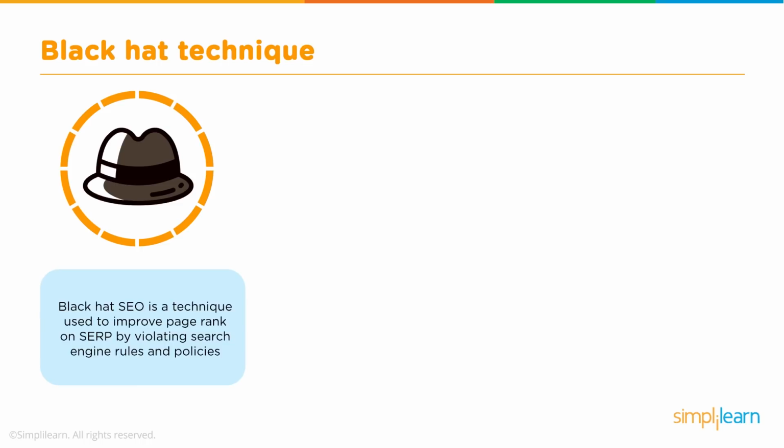So I just mentioned a minute ago with the Panda and Penguin algorithm updates, Penguin took into account link schemes, poor linking techniques, and keyword stuffing. So those are considered black hat techniques. So black hat is a technique used to improve page rank by violating search engine rules and policies. So clearly, Google's made a clear line in the sand. They don't like link schemes. They don't like keyword stuffing. So if you take into account these practices, then you're practicing black hat techniques to cheat the system and try to rank faster.